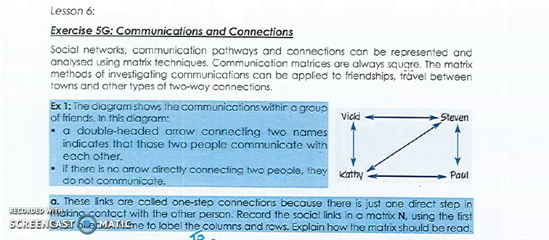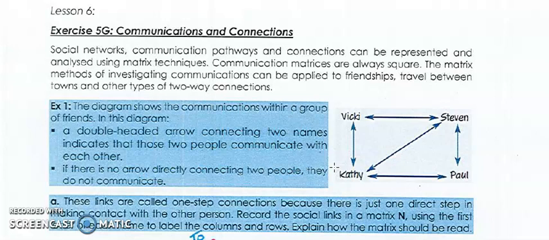The matrix methods of investigating communications can be applied to such things as friendships, travel between towns, other two-way types of connections. I know that you can also do delivery routes, friendship algorithms, especially social networking platforms like Facebook, Twitter, and Instagram, which use a very, very complicated way of friendship connections. Very, very interesting stuff.